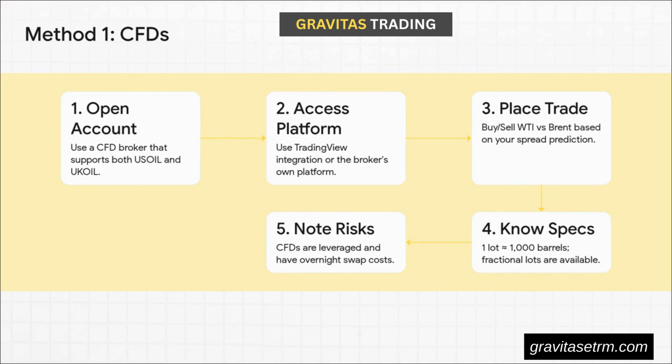All right, method one. This is the most direct and accessible route for a lot of retail traders. It's using CFDs or contracts for difference. Now, you're not actually buying barrels of oil, you're just trading the price movement. So if you think that price gap is going to shrink, you would buy WTI and sell Brent at the exact same time. But, and this is crucial, you have to be aware of the risks. CFDs use leverage, which is a double-edged sword. It magnifies your potential profits, but it also magnifies your potential losses.